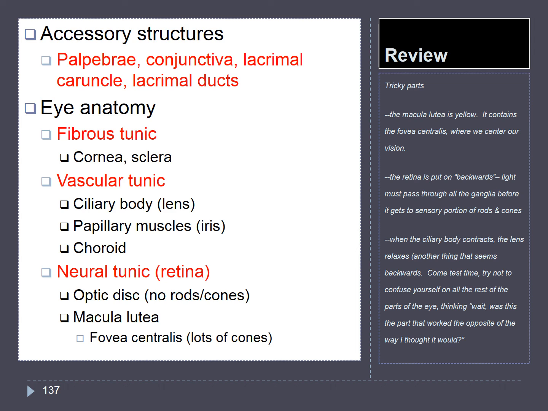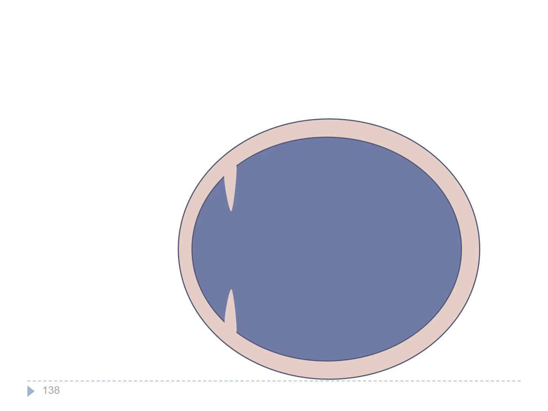Alright, so that's some basic eye anatomy, including the chambers of the eye and the three major tunics, or layers, of the eye. Next, we're going to talk about some of their functions. Let's start with changes that occur in the eye when we switch from distance to near vision.